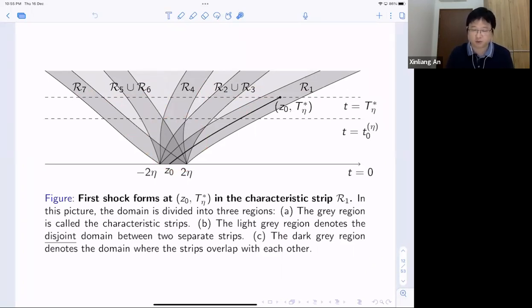So what we want to show is that there will be a time T eta star, which is the first time a singularity forms. And this is precisely a shock formation. Before this moment, there's no singularity. Actually, at this moment, except for this point, all the solutions remain smooth. So we understand the dynamics before T eta star very well, and the singularity is only within R1. So we will have a shock form at this point, and all the other things will be well controlled. Even for the shock, we can control things quite precisely. Okay, so this is the goal we want to prove.